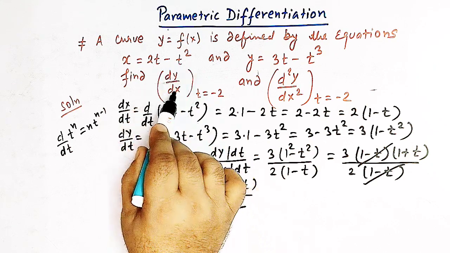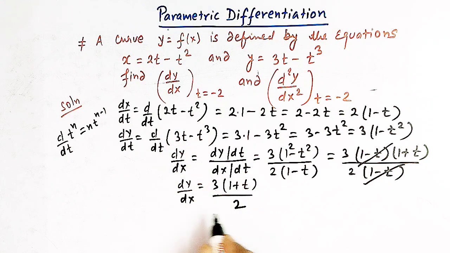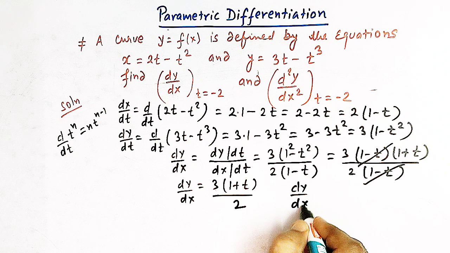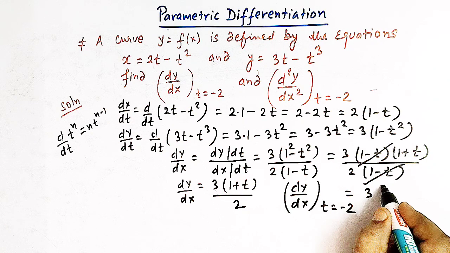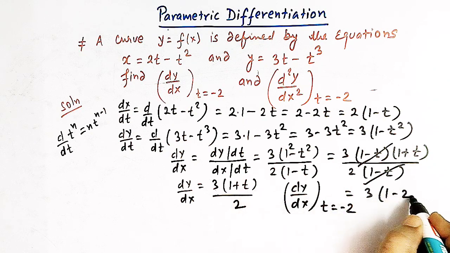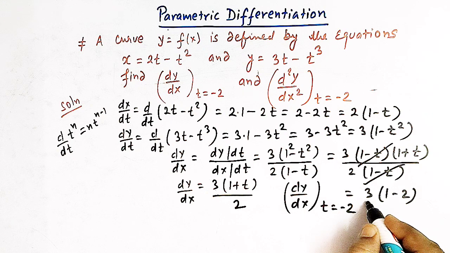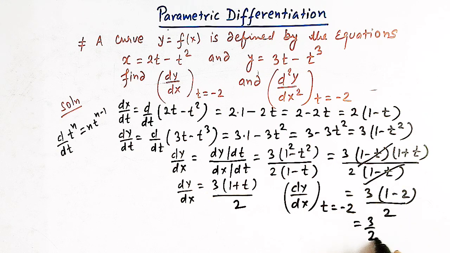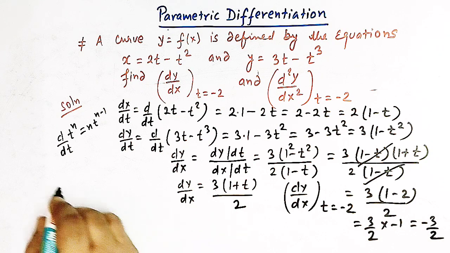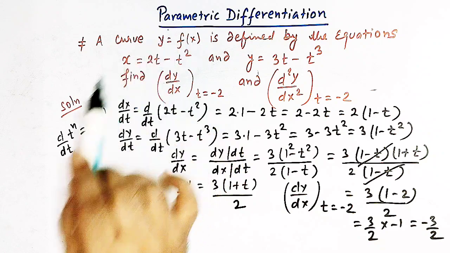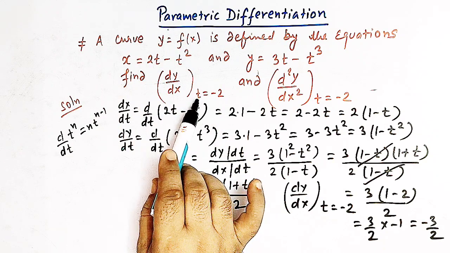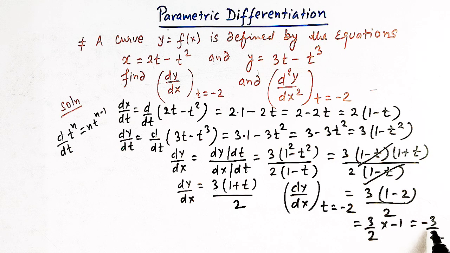And we have to find the derivative at t is equal to minus 2. So dy over dx at t is equal to minus 2 is given by 3 times 1 minus 2 by 2, taking t is equal to minus 2, and here we have 3 by 2 times minus 1, that is minus 3 by 2, right? So the slope of the tangent to this curve y is equal to f of x at this point t is equal to minus 2 is given by minus 3 over 2.